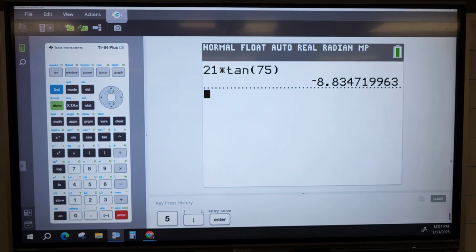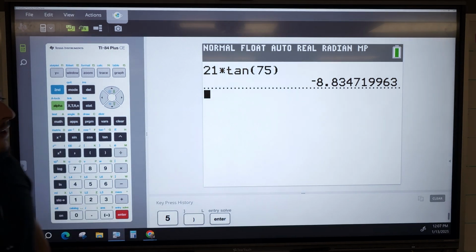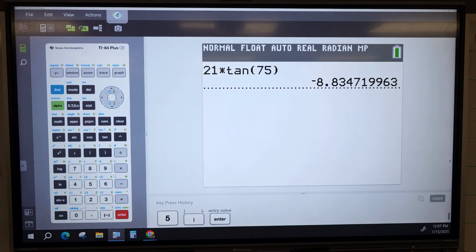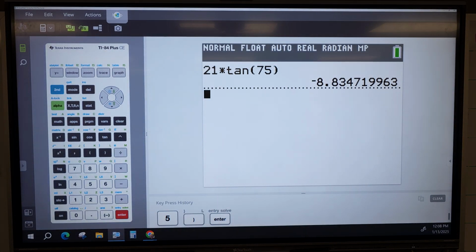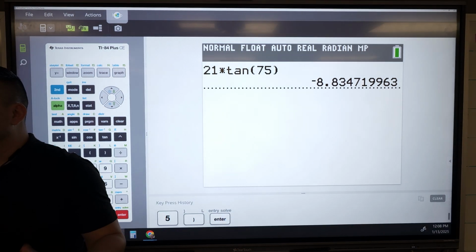Let me ask you a question. Does this answer make sense? How can the side of a triangle be negative? It doesn't make sense, right? It's like your height. You don't have a negative height, right? So what happened? It looked like our trig was solid, our algebra was solid, and I'm trying to exaggerate this for you because this is what's going to happen.